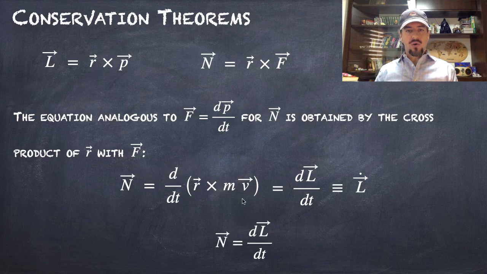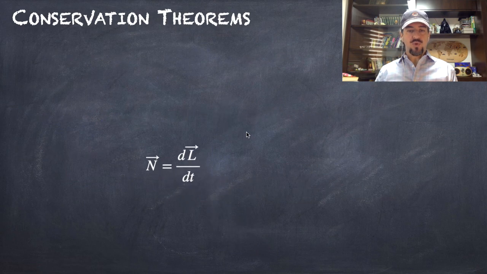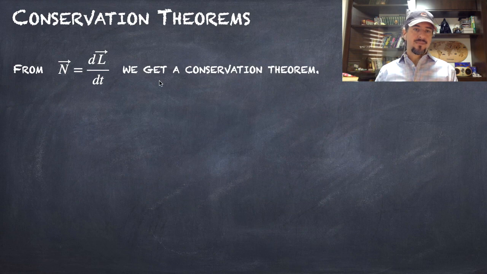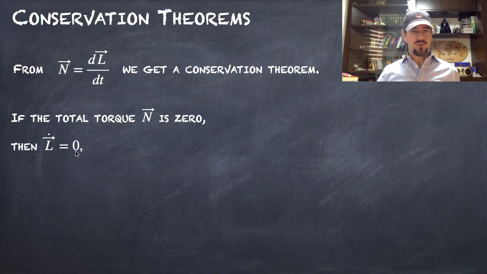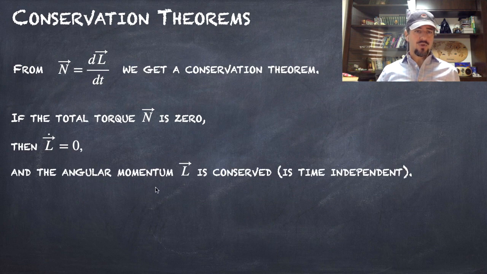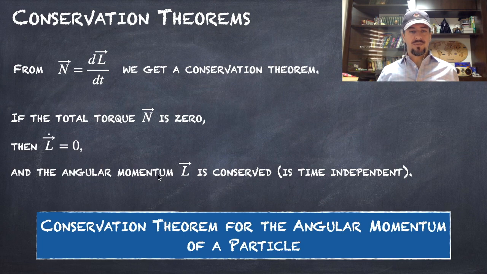Okay, so we have now a differential equation analogous to the force being equal to the derivative of the momentum with respect to time. And then we can get a conservation theorem from this equation. If the total torque N is 0, then L dot is 0, and the angular momentum is conserved. It is time independent, which is the conservation theorem for the angular momentum of a particle. Again, if the total torque is 0, then the angular momentum L is conserved.